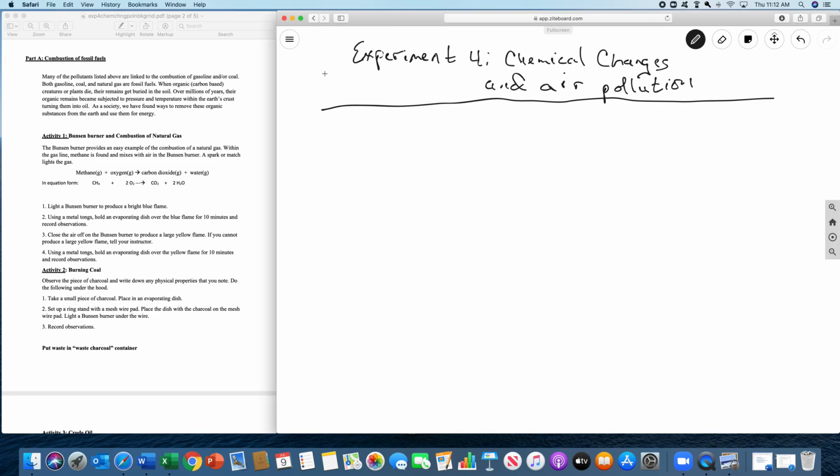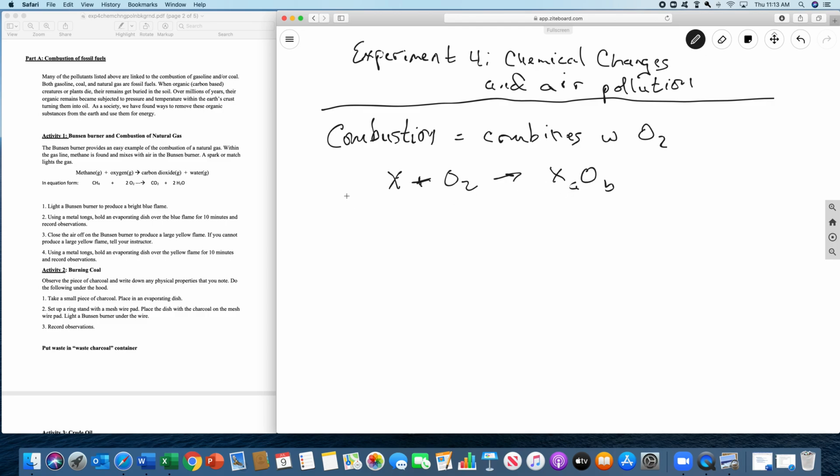All right, so if we look at combustion, combustion means combines with oxygen. And so in general, you have whatever you're burning plus oxygen, excuse the writing, that's going to give you XaOb, whatever ratio, but it kind of depends.